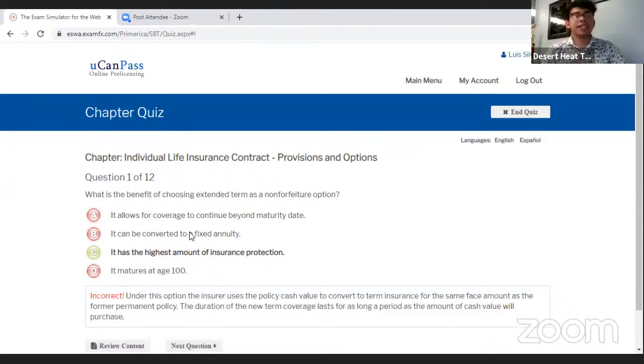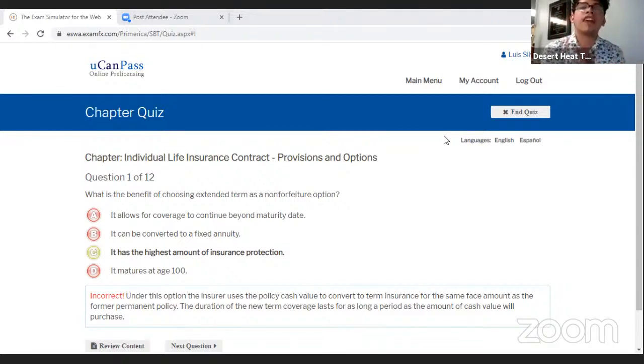Let's go with B. And the answer is C. It has the highest amount of insurance protection. Under this option, the insurer uses the policy cash value to convert to term life insurance for the same face amount as the former permanent policy. The duration of the new term coverage lasts for as long as the amount of the cash value will purchase. So when somebody wants to change from one option to another one, that's basically what's going to happen.